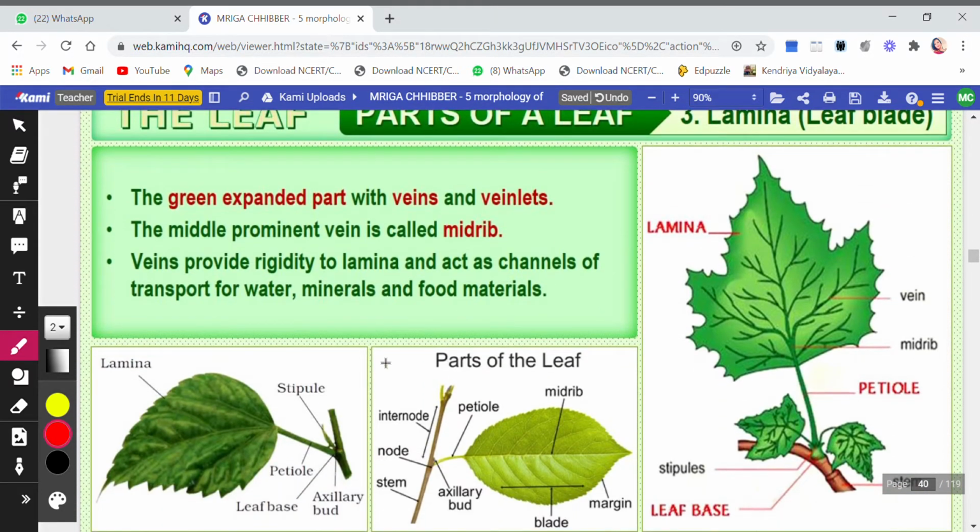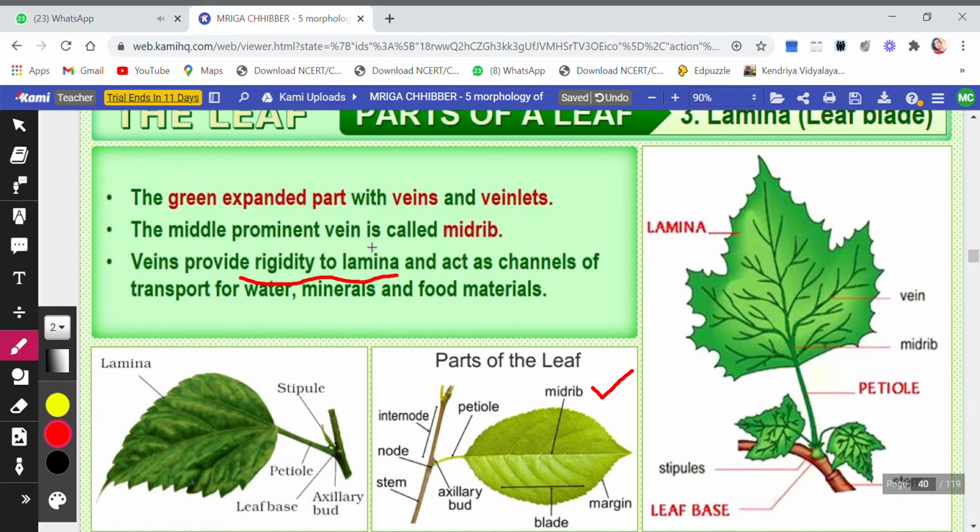Third is the lamina, the green expanded part which contains veins and veinlets. These are the lines I already told you, veins and veinlets. Middle prominent vein, the middle prominent vein is called the midrib. Here they have shown midrib, see. Middle prominent vein is the midrib. Veins provide rigidity to the lamina. In a way, they work like a skeleton. They provide rigidity to lamina.